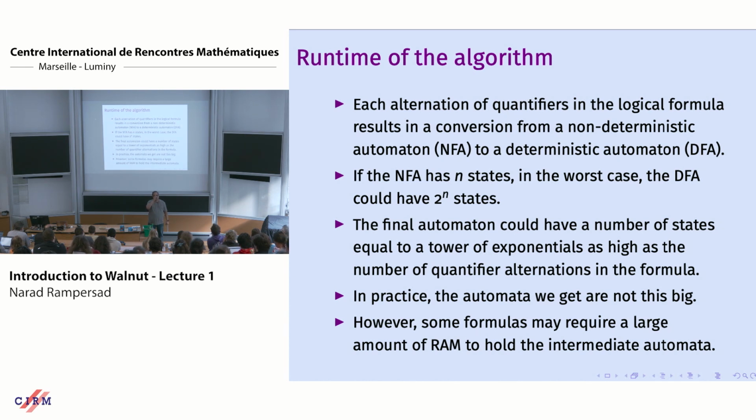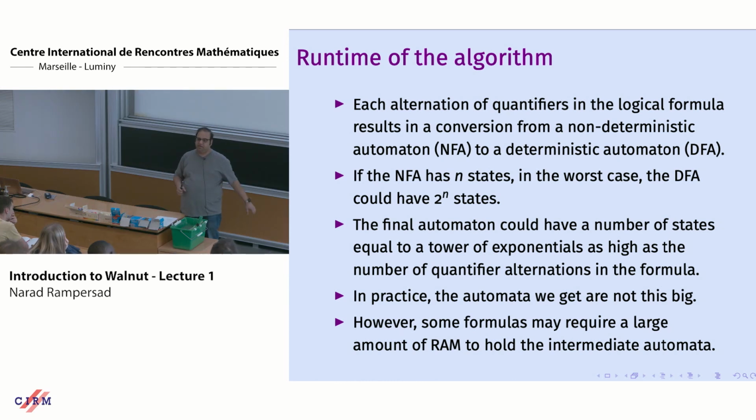You have to convert to a deterministic automaton. So every time there's an alternation of quantifiers, you have to introduce non-determinism to what you have already, and then determinize your automaton. And this happens every single time there's an alternation of quantifiers. So at every single quantifier alternation, your automaton can blow up exponentially in terms of what you had at the previous step, right? So at the first alternation, you could go from n states to 2 to the n states. And at the next alternation, you would blow up again to 2 to the 2 to the n states. And at the next, you would go up again to 2 to the 2 to the 2 to the n, and so on.